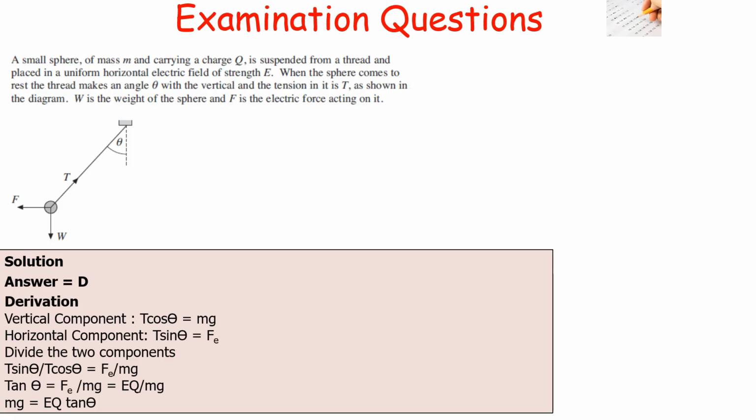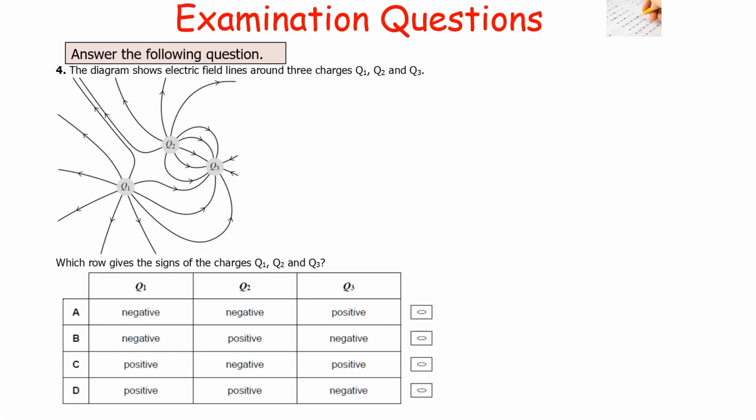Now we can then divide the two components, say T sin theta over T cos theta is equal to the electrical force over mg. That gives us tan theta, because the T's cancel through, and sin over cos is equal to tan, is equal to the electrical force over mg. The electrical force is equal to EQ, so therefore when we rearrange it all, mg is equal to EQ tan theta.